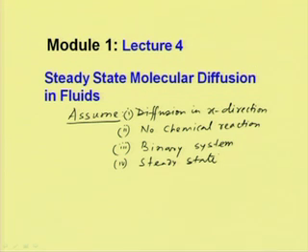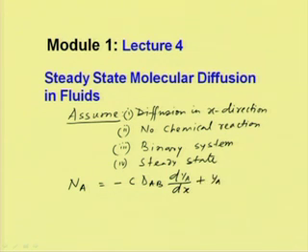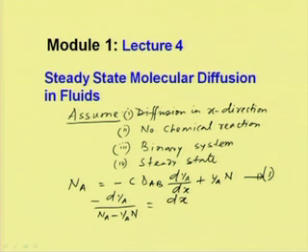So, then for diffusion of a particular species A, we can write N_A is equal to minus C D_AB dy_A/dx plus y_A N. Now, if we separate the variables, we can write minus dy_A divided by (N_A minus y_A N) is equal to dx divided by C D_AB.